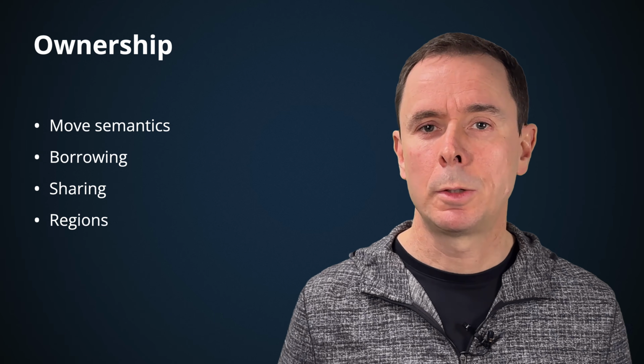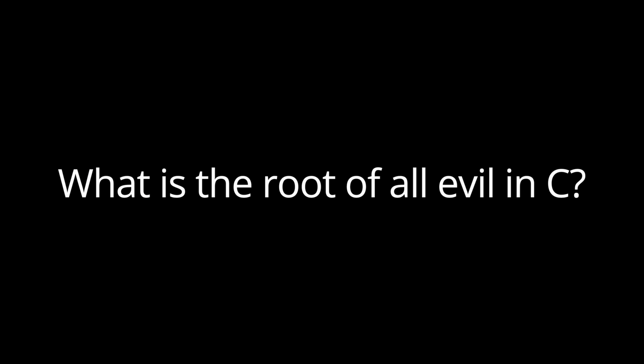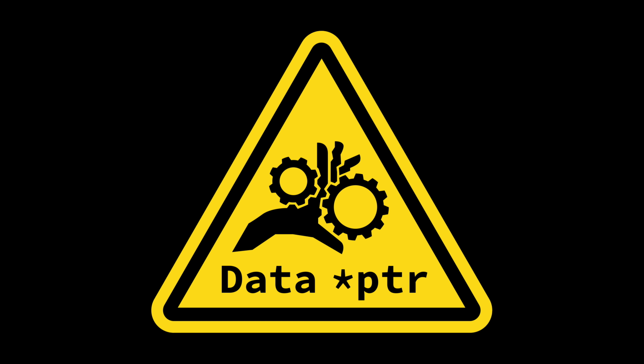So my question for you is, what is the root of all evil in C? What feature of the language enables us to write terrible bugs like use after free? Well, the answer is, of course, pointers. Pointers are very powerful. They give us control over how we organize memory. And with great power comes great responsibility. When we screw up, bad things happen.